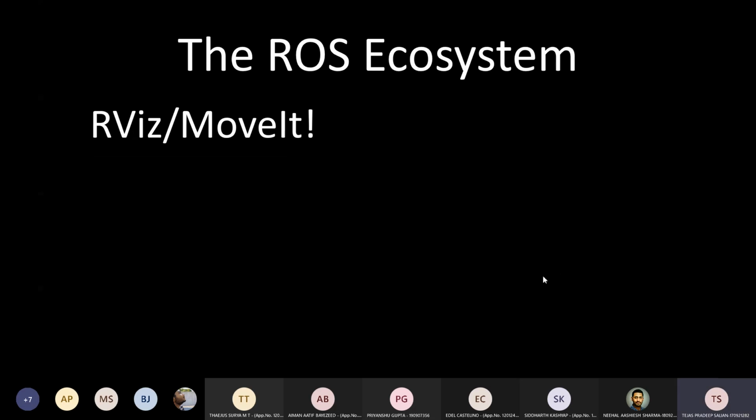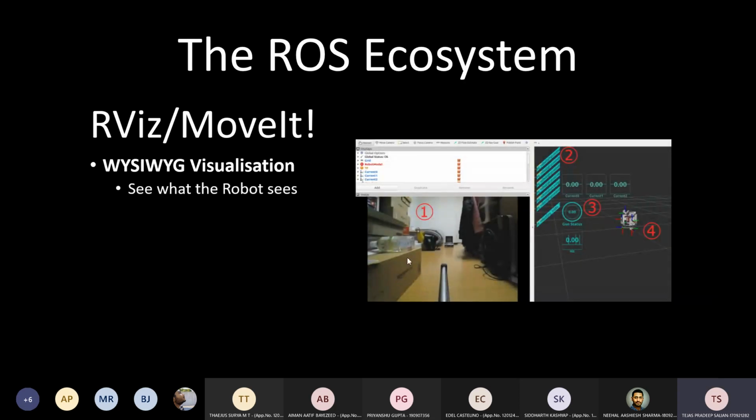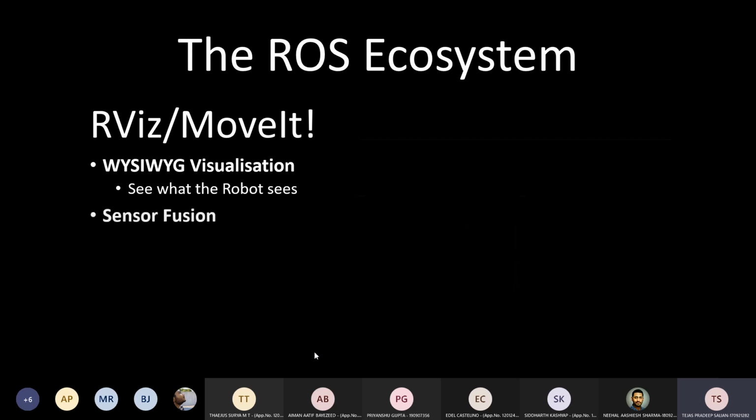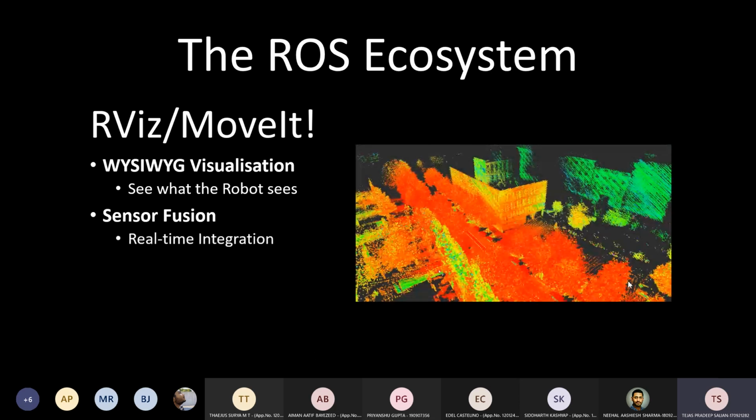So it's like seeing through the robot's eyes. Like you can see here, the camera is feeding the information and you're seeing it on your PC. Like this here, the right part is also in simulation, but still you can see the cameras. The robot sees it like in real life. It helps in sensor fusion, that is real-time integration. This is the main feature.